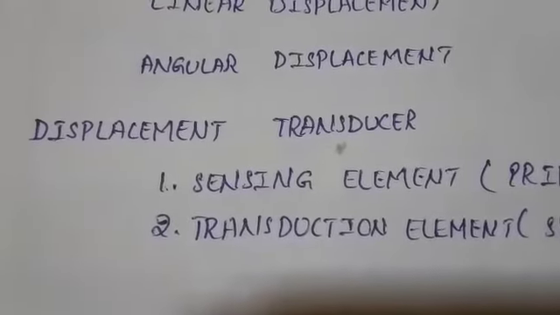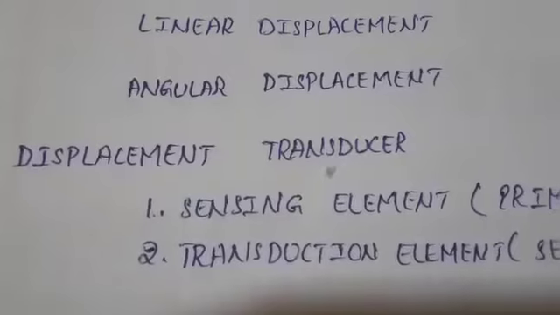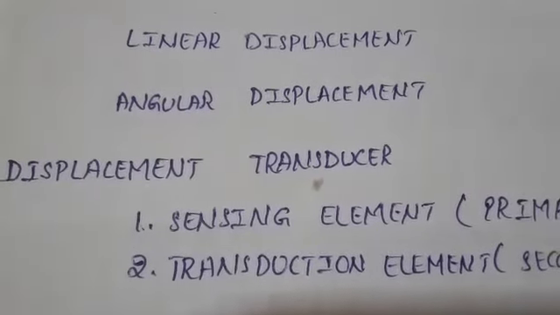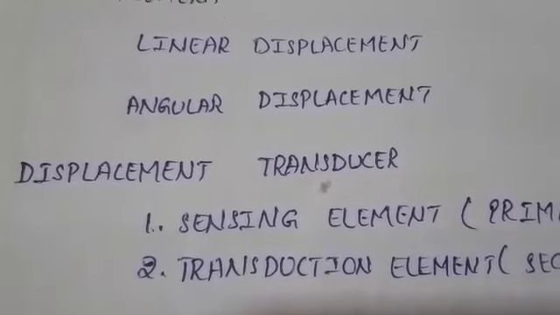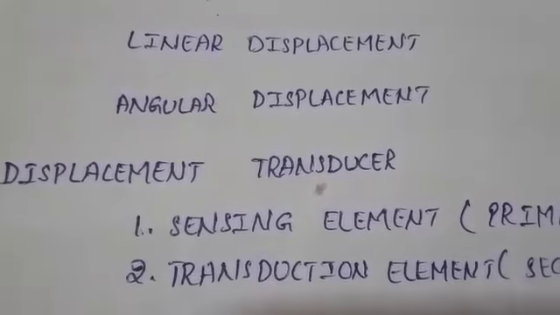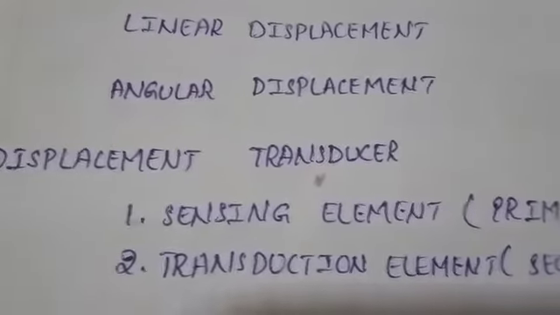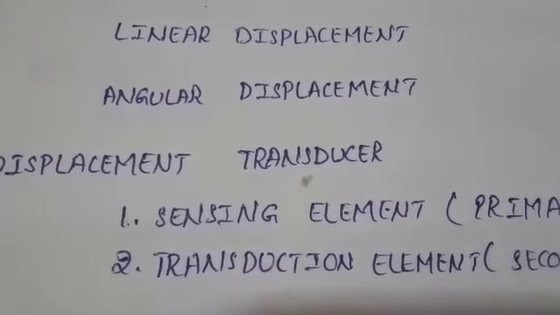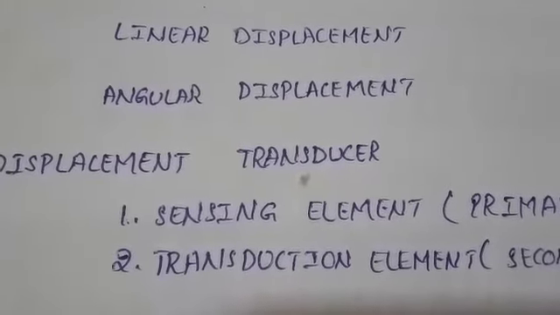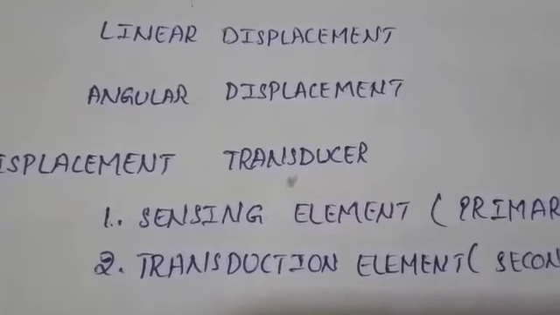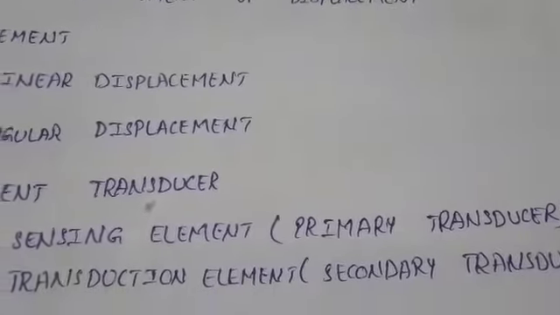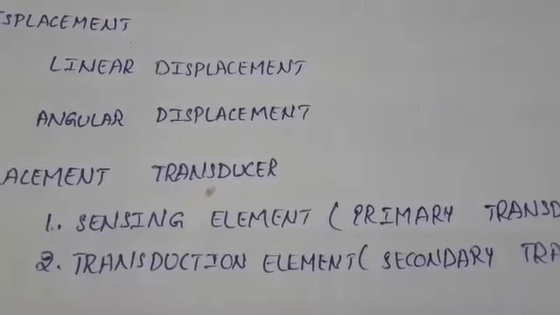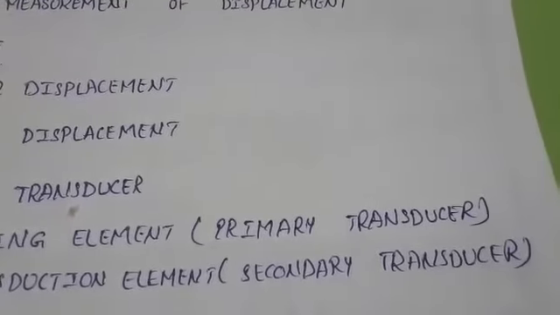Now coming to the displacement transducer, it converts the physical quantity, that is displacement, into an electrical quantity. A transducer consists of two important parts: the sensing element and the transduction element. The first one, the sensing element, is also called the primary transducer. The second one, the transduction element, is also called the secondary transducer.